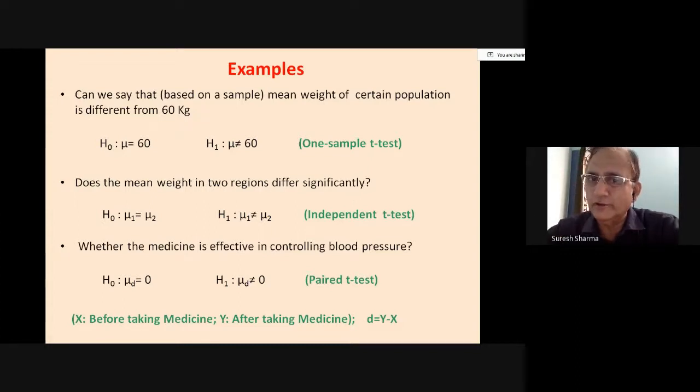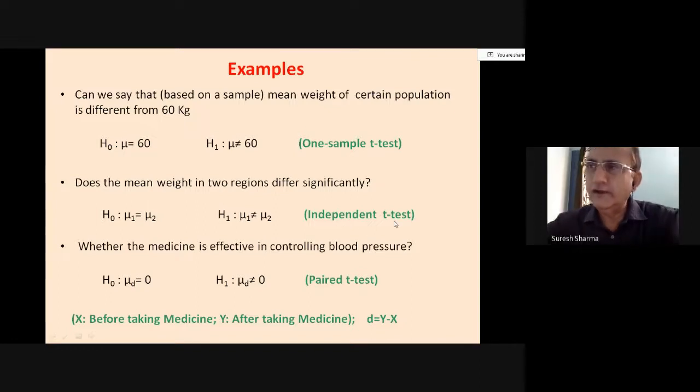Now it comes to a two sample problem, because there are two regions now, just like government school and convent school. Let's say somebody is interested in testing whether the mean weight of people from West Bengal or people from the Northeast region are similar or there is a difference. If their mean weights are similar, I'll expect H naught, that mu1 is equal to mu2. That means there is hardly any difference between the mean weights of the Northeast and West Bengal. They may be different. So this is called independent t-test.